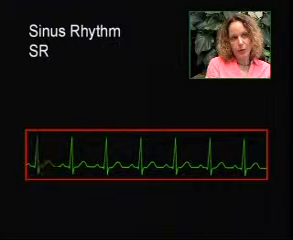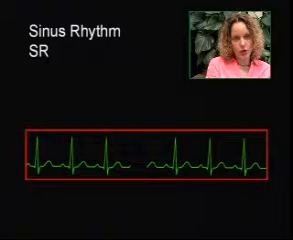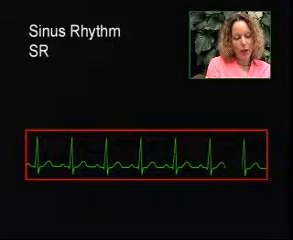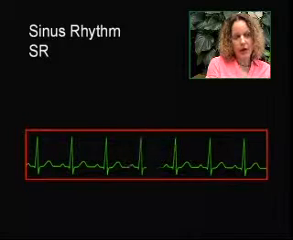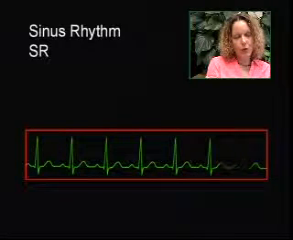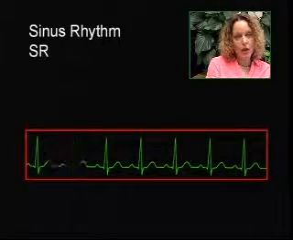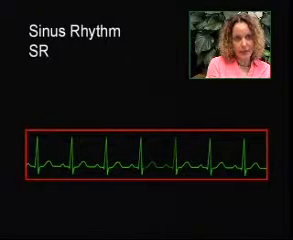So we can establish a heart rate from a 6-second strip. And if we count the QRS complexes in this strip, we will note that there are 7. And if we multiply that by 10, we have a heart rate of 70.